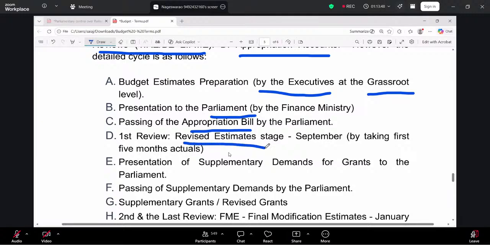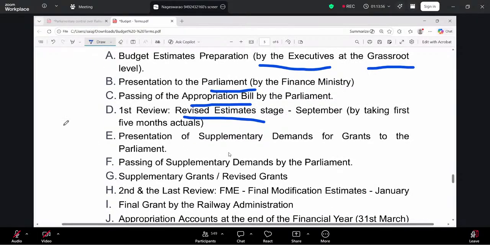In the RE, the BE is for next year, okay, we'll leave it. For the current year, we revise. Revised here means 5 months actuals, that is by the month of September we already have actuals for April, May, June, July, August. 5 months. Then 7 months estimates. Again we review because the budget was prepared last September. It may not suit the current year. Some revision may be required.